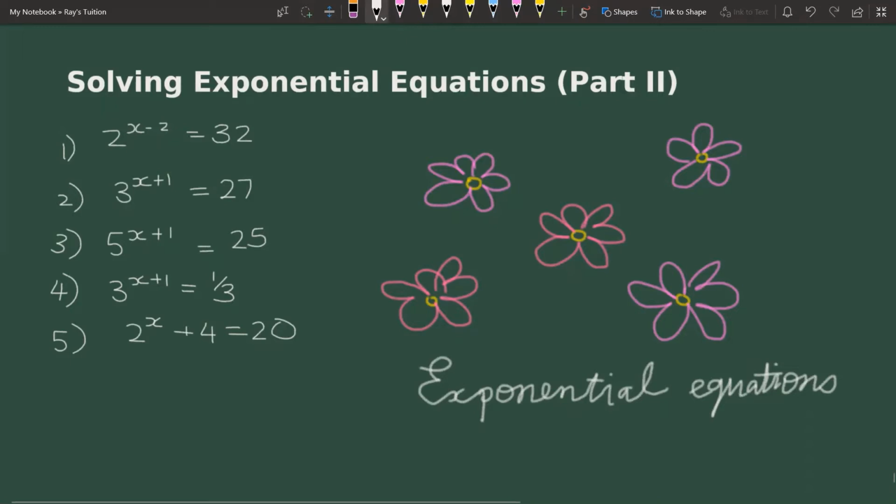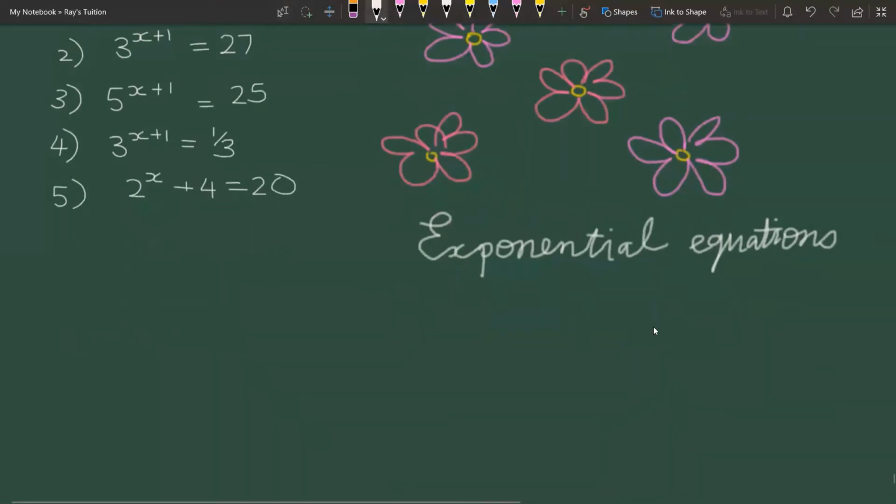In the last video, we had a look at very simple exponential equations, and in this video, we are taking it one level up. The rules still stay the same: when we are solving exponential equations, the goal is to make the bases the same. Let us start with the first one.